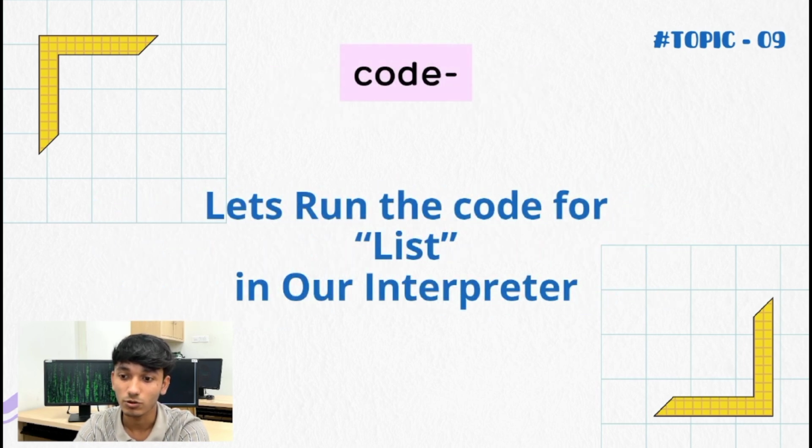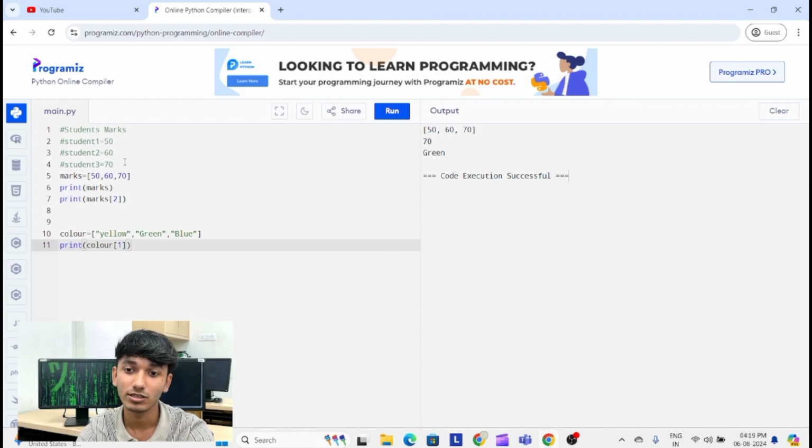So let's run the code for a list in our interpreter. Here is the example: there are 3 students, student 1, student 2, student 3. Student 1 scores 50 marks, student 2 scores 60 marks, student 3 scores 70 marks. We kept all the data in the variable marks. So let's print them. If you want the marks of student 2, we have to print the index number in the square bracket. The index number in a list starts from 0 and so on.